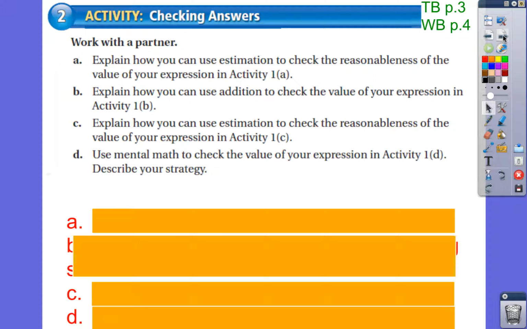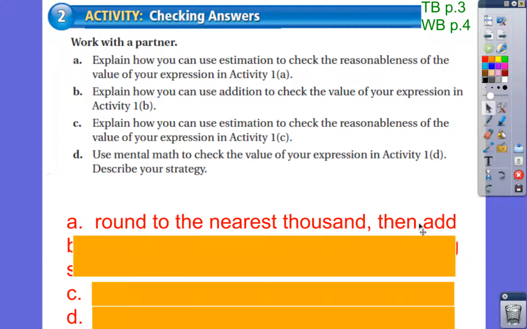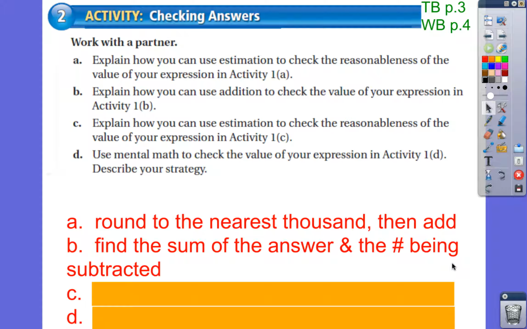Okay, in activity 2, question A, explain how you can use estimation to check the reasonableness of your answer in activity 1A. If you rounded the numbers to the nearest thousand and added, it would give you a very good estimation as to whether your answer is reasonable or whether it makes sense. Question B, explain how you can use addition to check the value of your expression in activity 1B. Well, to find the sum of an answer and the number being subtracted, that is how you could check your answer to see if it made sense, because addition and subtraction are opposite of each other.